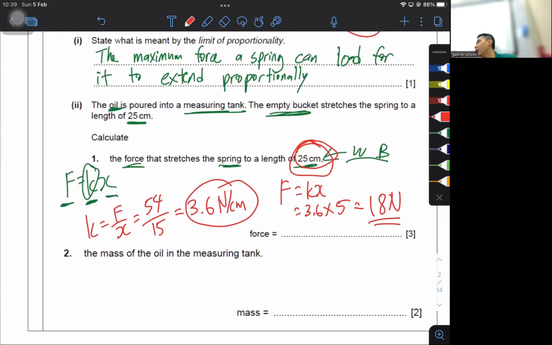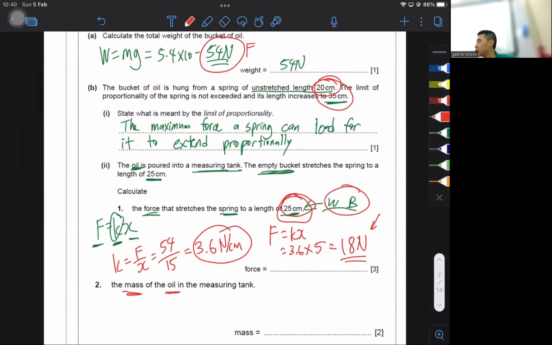And then the final answer here, the mass is not going to be 1.8 kg, guys. It's not going to be 1.8 kg. Why? This right now they want you to find the mass of the oil. This weight is the weight of the bucket. So how do I find the mass of the oil with the previous information? What do we do? Macy, what do we do? Just 54 minus 18? Yeah, why should we divide by 10?